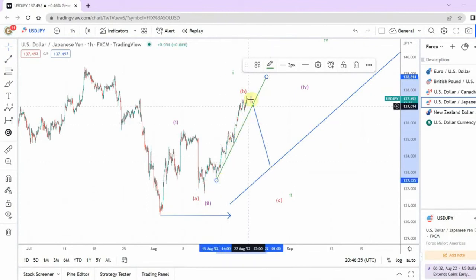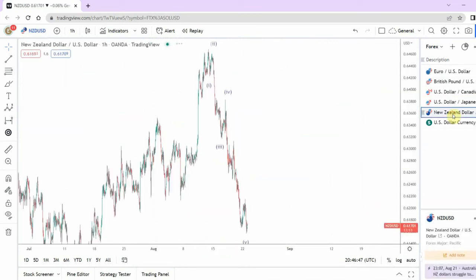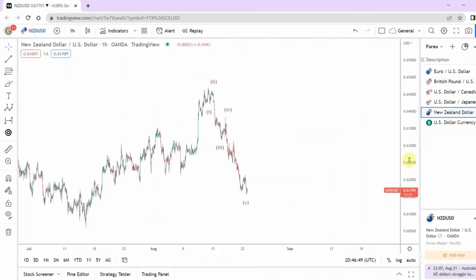Once again, we can definitely use a trend line right over here, or we can wait for a daily reversal candlestick chart pattern to give us an indication that we are turning downwards. New Zealand dollar is showing a very clear pattern. It's in front of you guys here. It's one of the most clear charts that we have right now within the forex market.